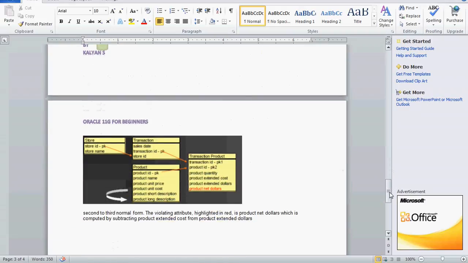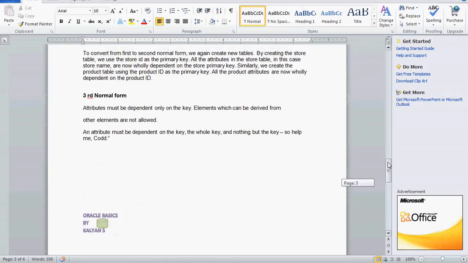Here we are converting from second normal form to third normal form. The derived attributes are not allowed in the same table. Here in transaction product, the one highlighted in red is the product net dollar, which is computed by subtracting product extended cost from product extended dollars. Actually these two attributes, by subtracting this from this, we are getting this product net dollar. This is the derived attribute, which is not allowed. So in third normal form we need to remove this from the table. Then other attributes must be dependent only on the key.